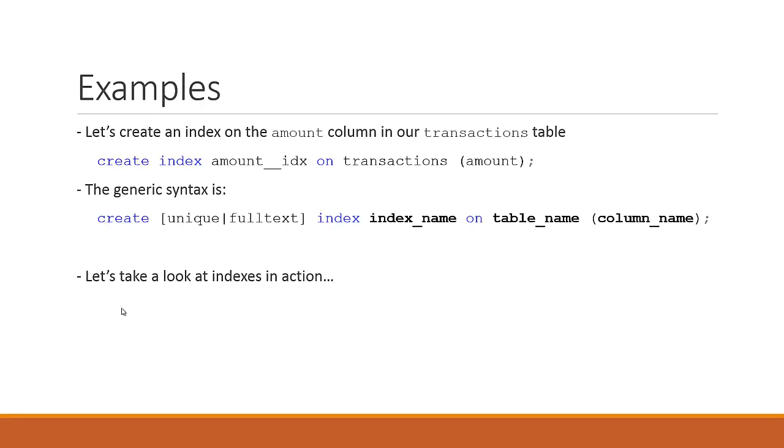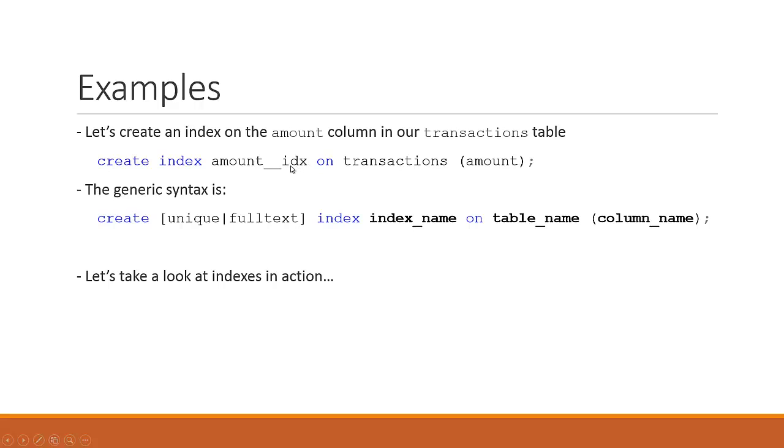So finally, we're landing on the syntax of how to create an index. There was a lot of talk about how to create and use indexes, but we haven't talked about the syntax. So if you were to create an index on the amount column in our transactions table, this is what you would type in. You would say create index, and you would give it a name. Typically, the name of an index is the name of the column followed by 2 underscores, followed by the abbreviation of whatever type of index it is.